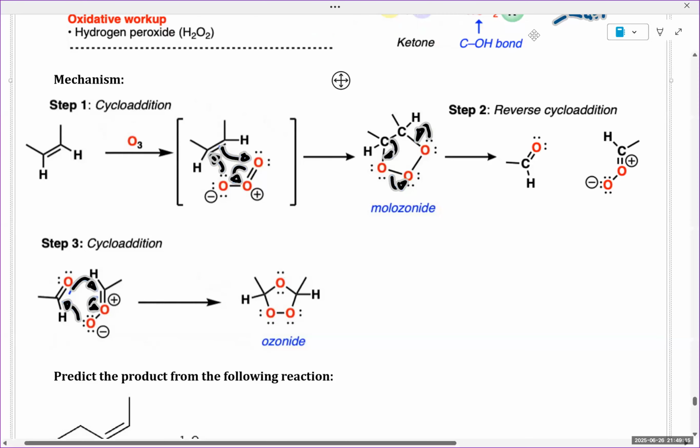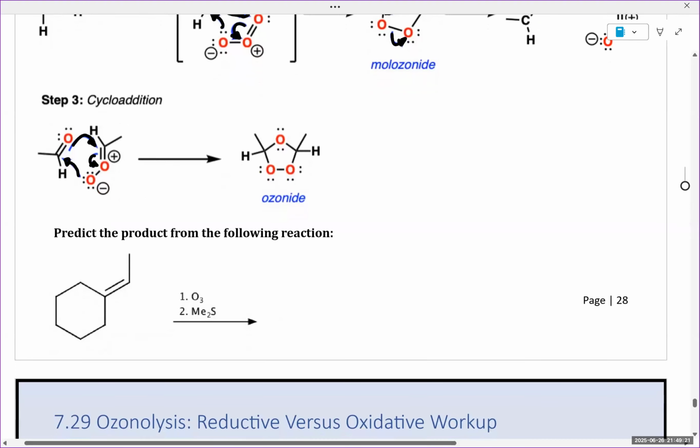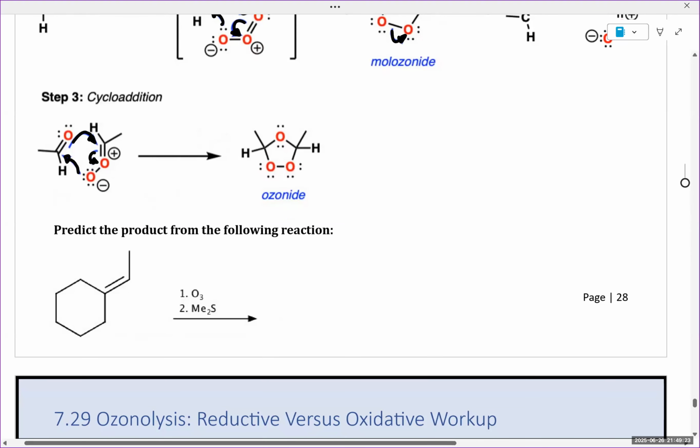So in this case, now that we've discussed the mechanism for ozonolysis, and we'll talk about the reductive and oxidative workup, I'd like you just initially to predict the product of the following reaction. If I take this alkene and treat it with ozone and dimethyl sulfide, what product would I get out? So pause the video, work through this example, and then we'll discuss.